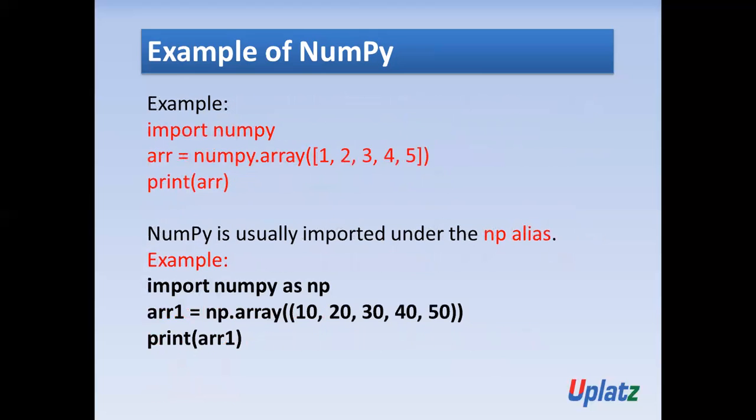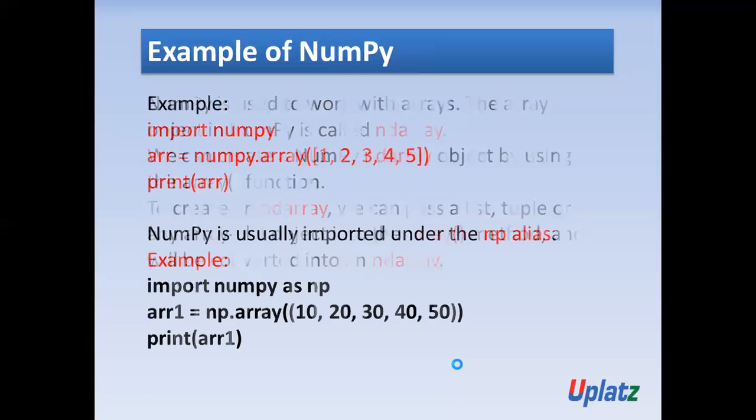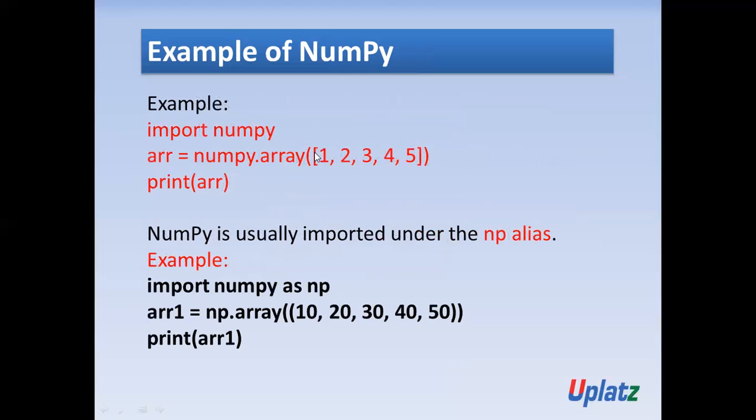And then as per the theory, we need to pass either a list or tuple. To create an ndarray, we can pass a list, tuple, or any array-like object into the array method, and it will be converted into ndarray. So, numpy.array, and inside the parentheses you specify a list or a tuple. Here I have specified a list that contains a total of 5 elements, 1 2 3 4 5, and the result you can assign to a variable arr and then print arr.